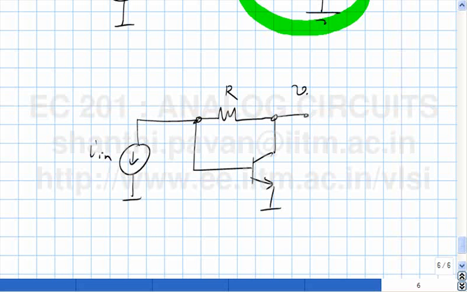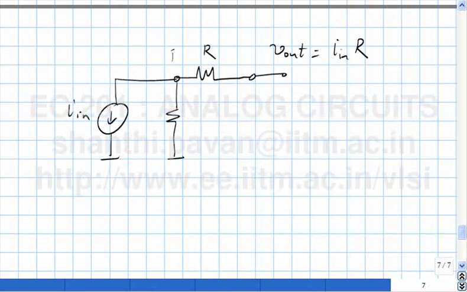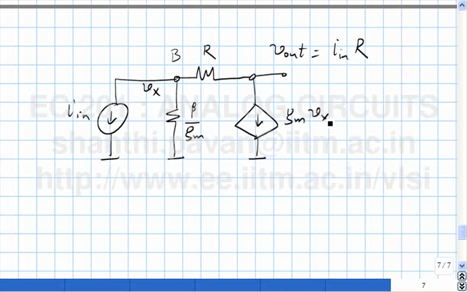And what would be V out incrementally? It's simply IN times R. This is the base, mind you. This is a resistor of value beta by Gm. And this is a controlled source with a transconductance of Gm. This is Vx. This is the base. This is the collector. And this is the emitter, which is ground. Is that clear?